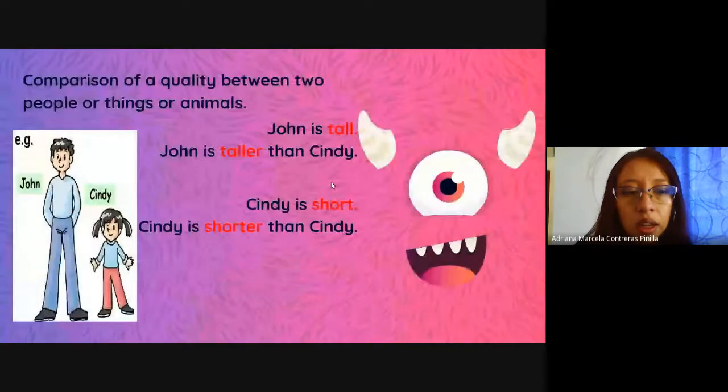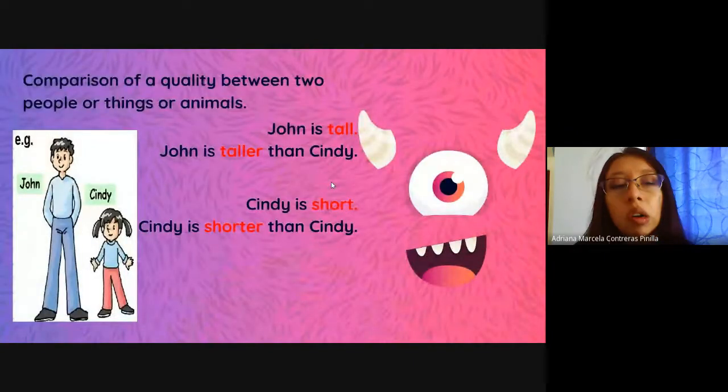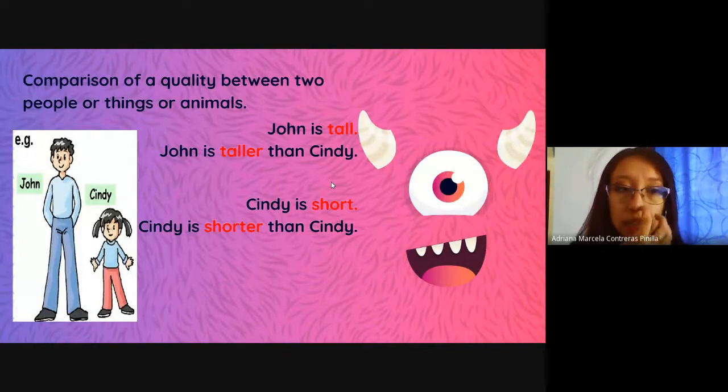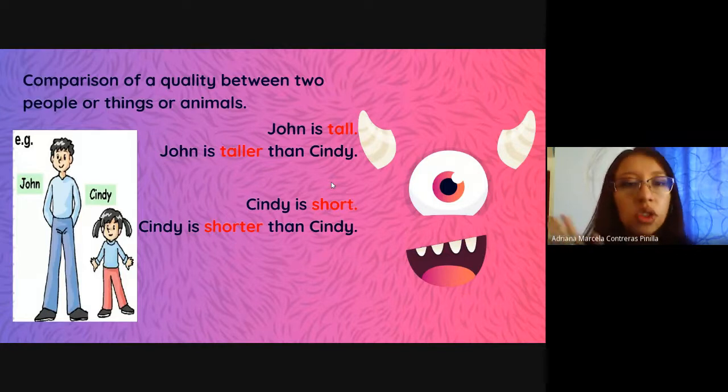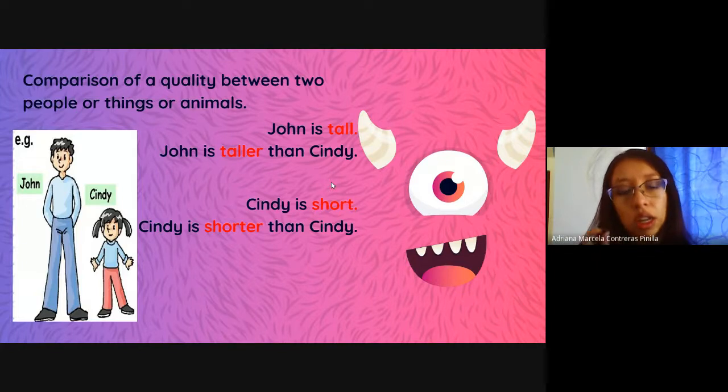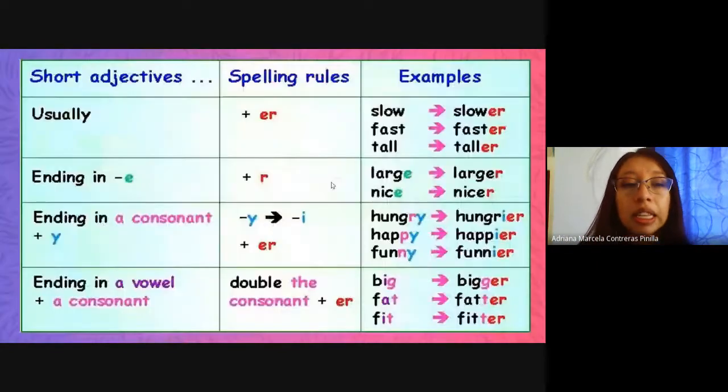Okay. The comparison of equality between two people or things or animals. In this case, this is so similar to the video. John is tall, John is taller than Cindy. Cindy is short, Cindy is shorter than John. Okay? These are the rules.